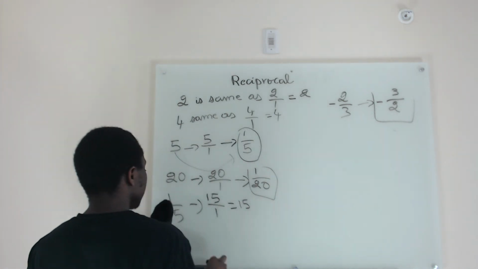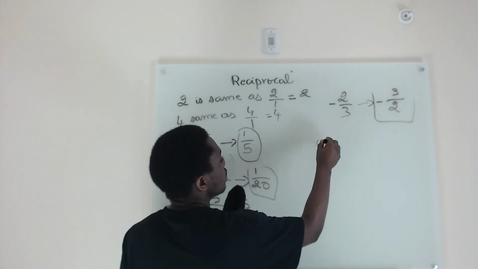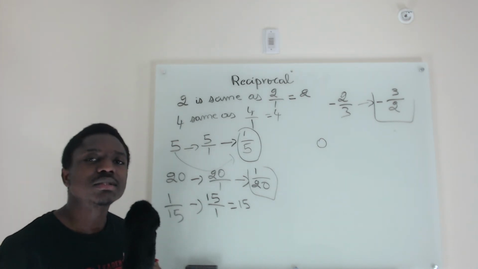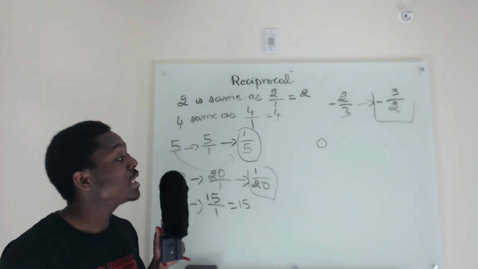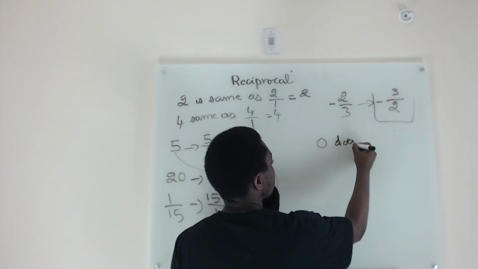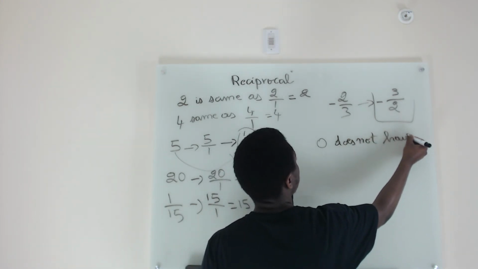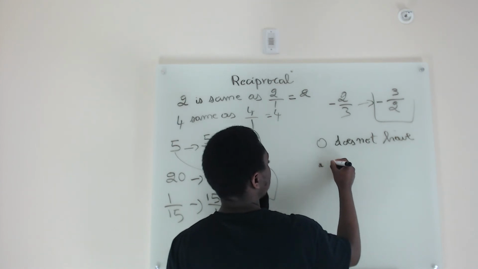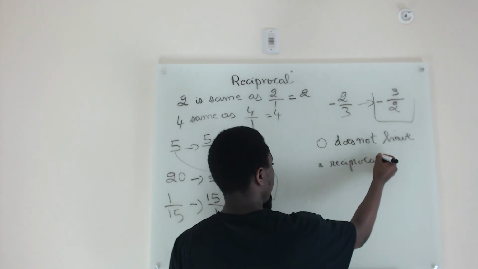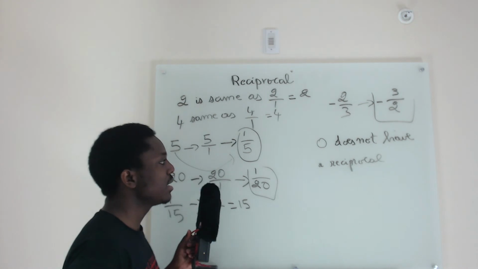So our last example is the number 0. So in your opinion, what is the reciprocal of the number 0? Huh. So the number 0 does not have a reciprocal. Okay? The number 0 does not have a reciprocal. So keep that in mind.